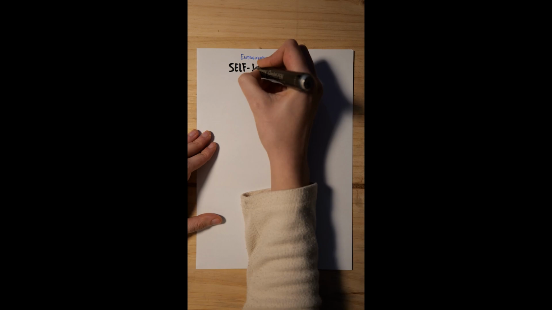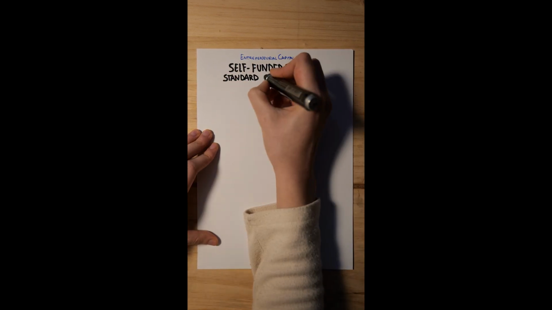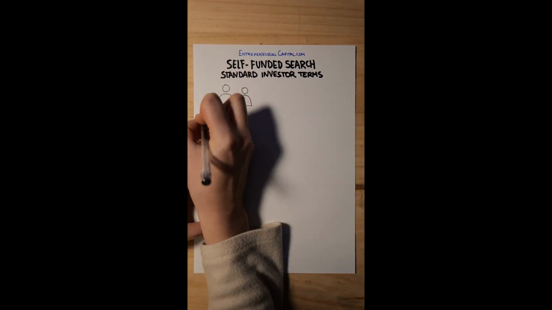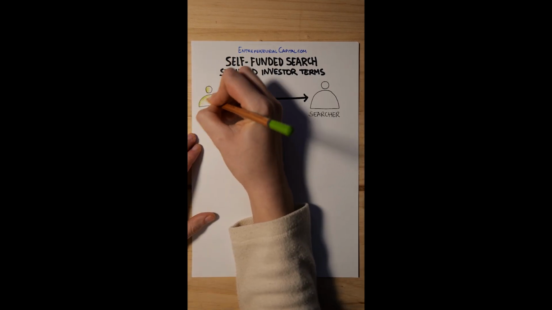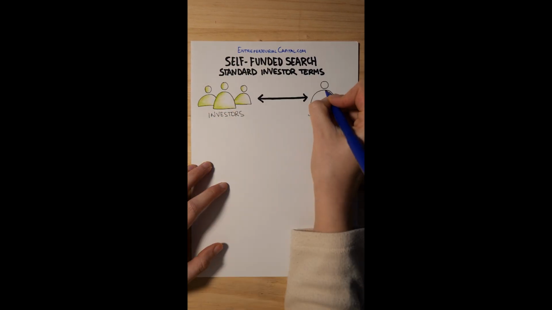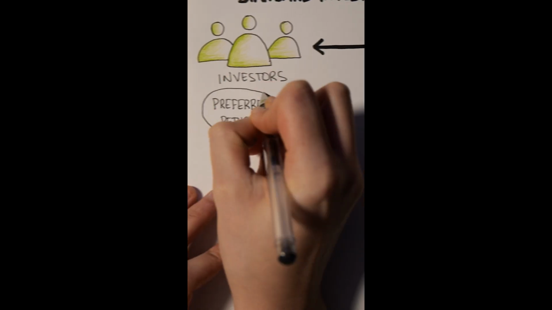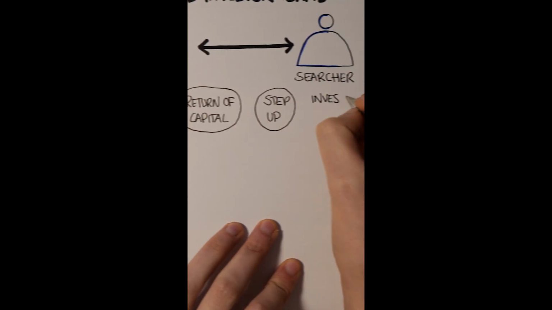Every self-funded search deal we've invested in has followed the same basic terms, which at this point are pretty standard for the industry. Knowing about these in advance makes you look a lot more credible to investors, and there's 4 key concepts to understand: preferred return, return of capital, step-up, and investor protections.